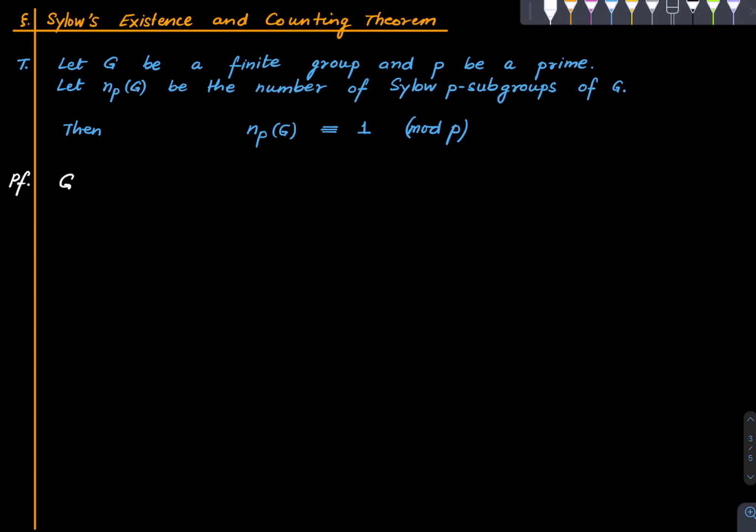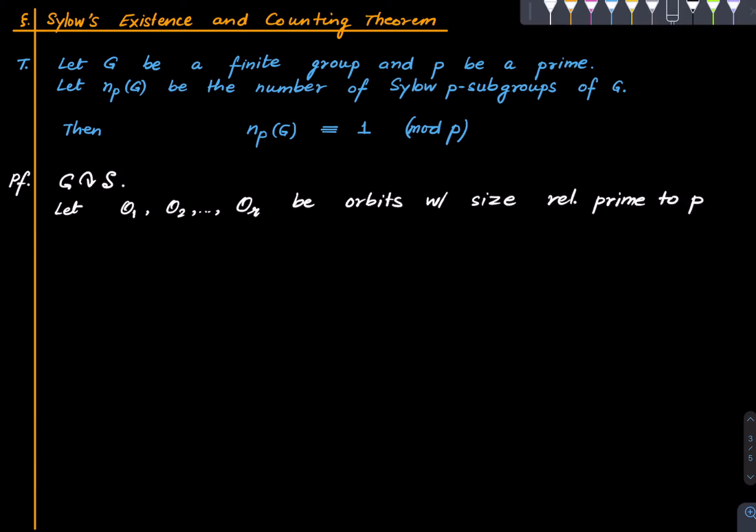So start with the action of G on script S that we recalled, the action by left translation on the set of all the subsets of G of size p to the a. All right, so this partitions script S into orbits. And there are two types of orbits: orbits whose size is relatively prime to p and orbits whose size is divisible by p. So let O_1, O_2, up to O_r be orbits with size relatively prime to p, or not divisible by p. It's the same thing because p is a prime.